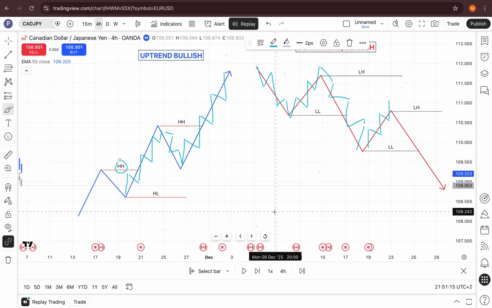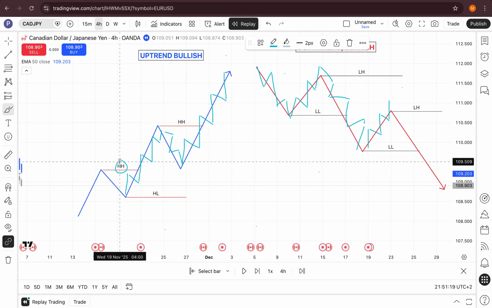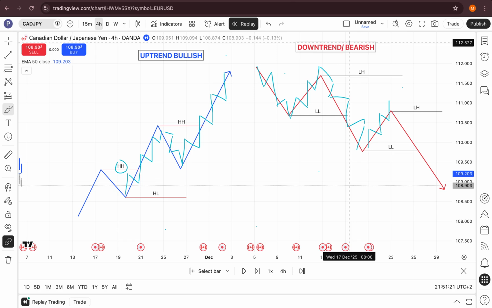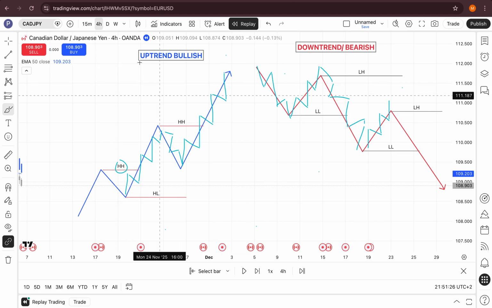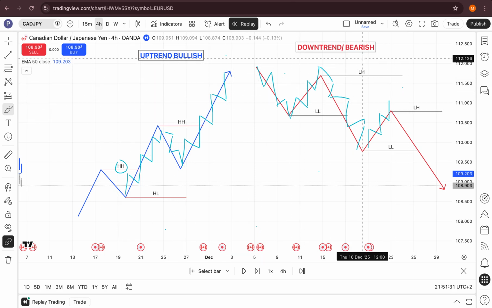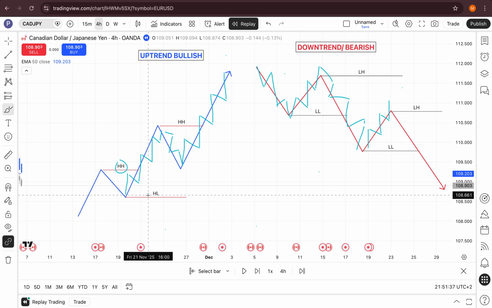Alright, so we're going to talk about what we call the trend following strategy. In the trend following strategy, the market is either in an uptrend or in a downtrend, right? So here we have two types of markets that we know. The first one is an uptrend or bullish market, and the second one is a downtrend or bearish market. So how do we recognize that this market is actually in an uptrend or bullish?